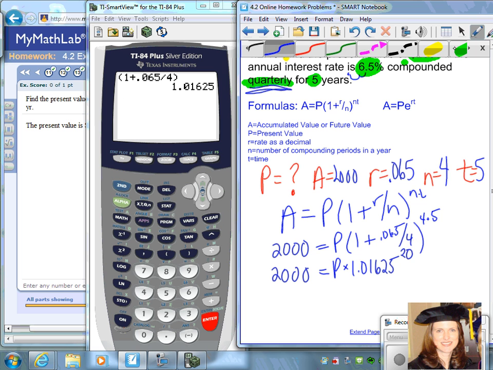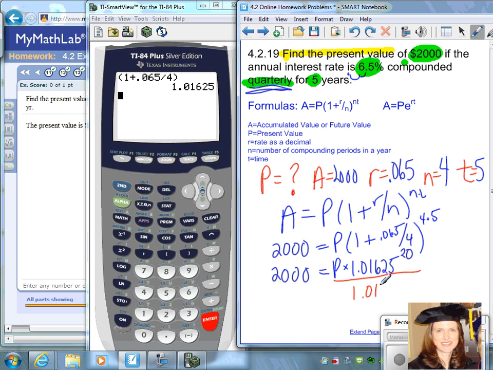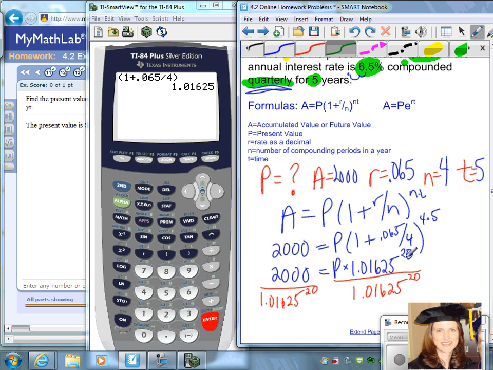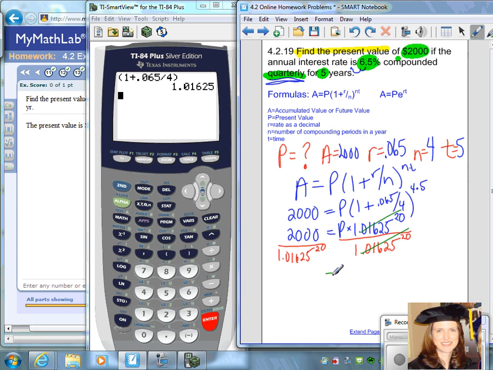Now I want to get the P by itself. I'm going to divide both sides by 1.01625 to the 20th power. Divide that by both sides, 1.01625 to the 20th power. And those are going to divide out. So I'm going to be left with my P. P is the present value.